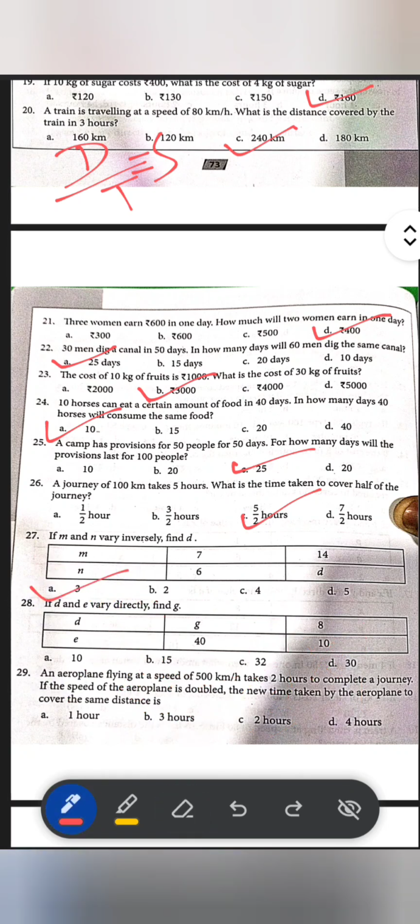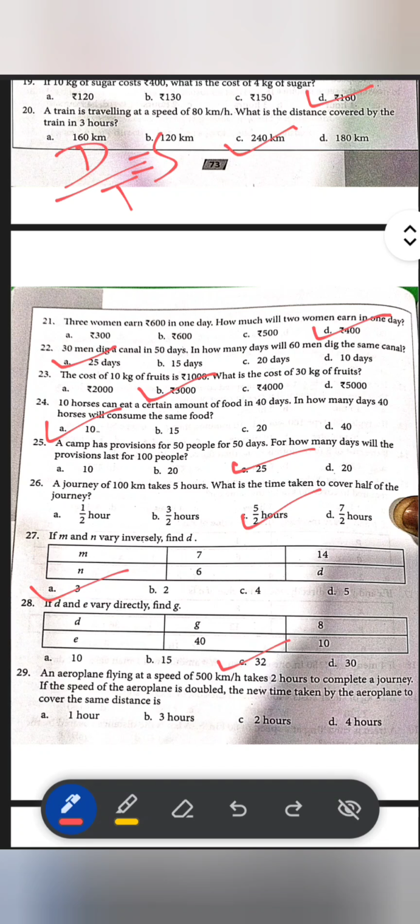Now D and E vary directly, then find G. D and E vary directly means D by E is constant. So G by 40 is equal to 8 by 10. So 10 fours are 40, 8 fours are 32. So here option C is the correct answer.